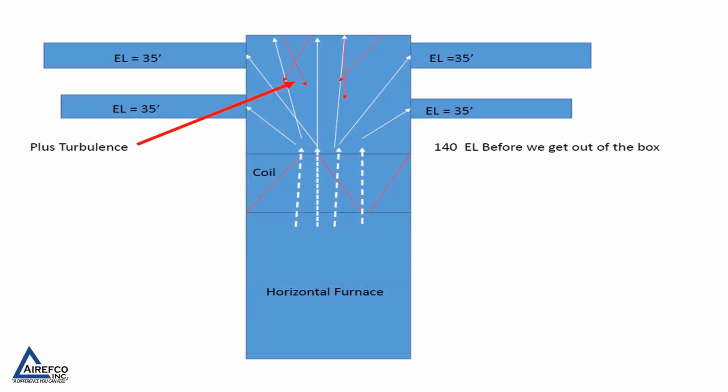In this example, we're showing a very common way that a horizontal furnace is ducted. You'll notice that the coil is directly on the furnace and the airflow going through the coil seems to be good, but once it gets into the plenum, there's quite a bit of turbulence that occurs there. Also note that with the takeoffs, the equivalent length of each takeoff is 35 feet, which gives you a total equivalent length of 140 feet before we even get out of the furnace. This could be done differently to provide better airflow and less equivalent feet.